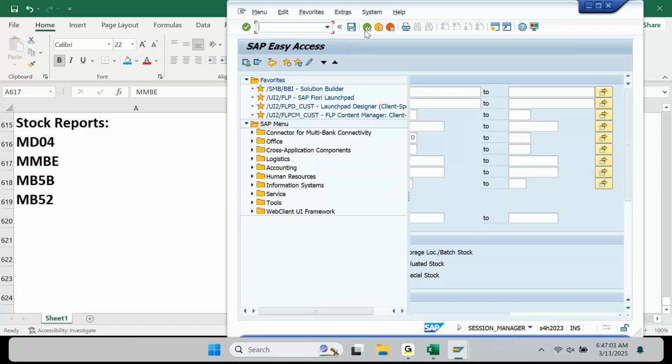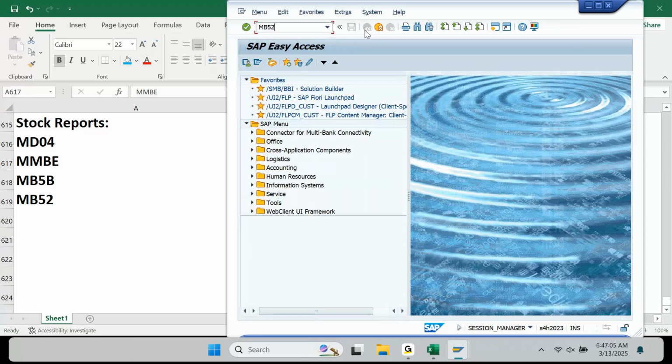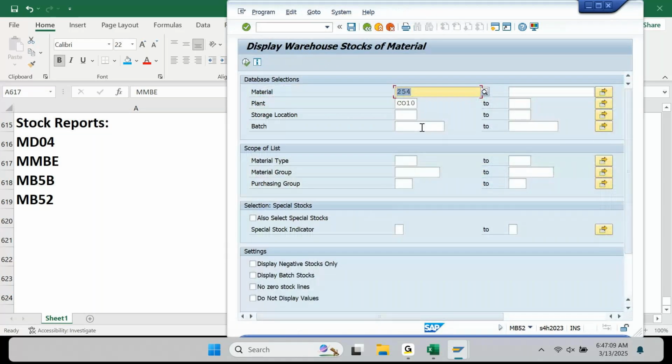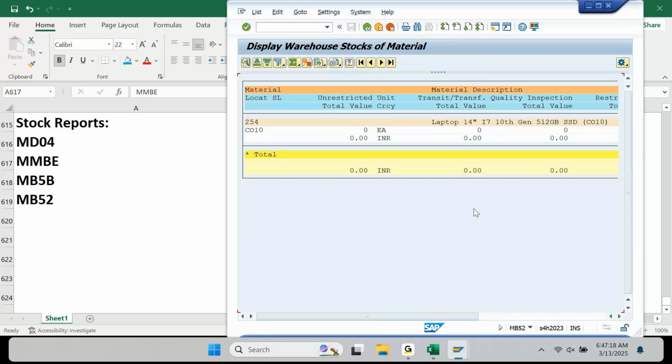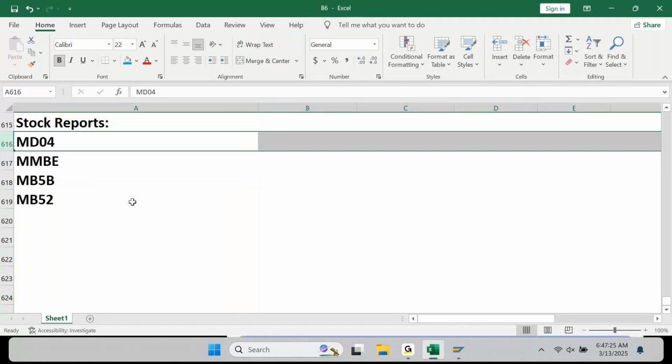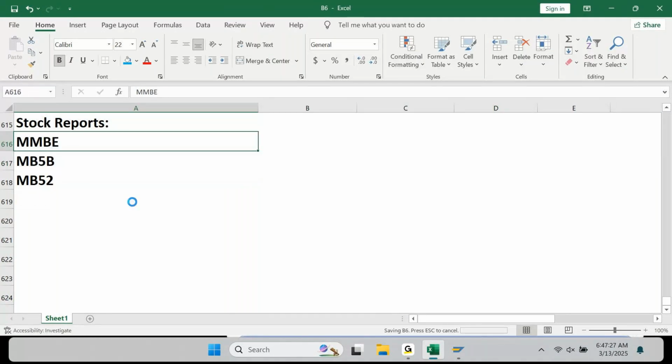And if we go to MB52, same thing here also. Material number, plant, just execute. Here also 0 everywhere. 0, 0, 0, meaning no stock. So from here, let me remove MD04. Remember only these three transaction codes, or these three reports, for stock.